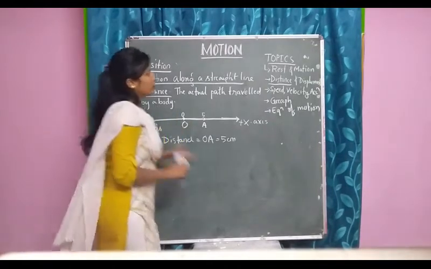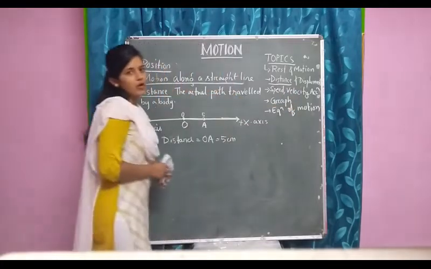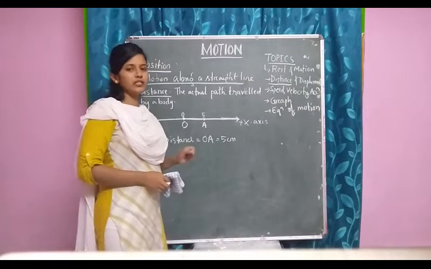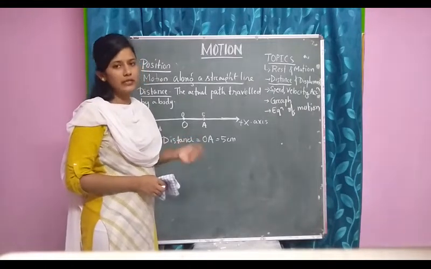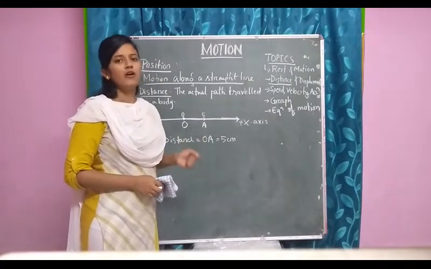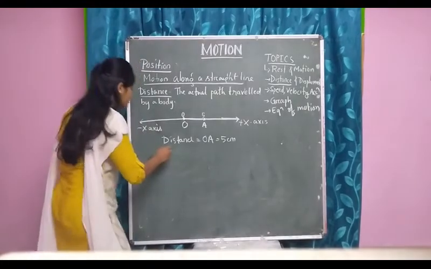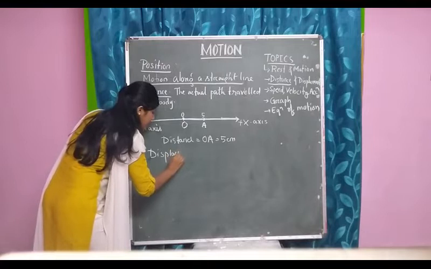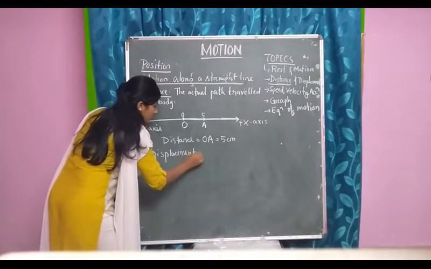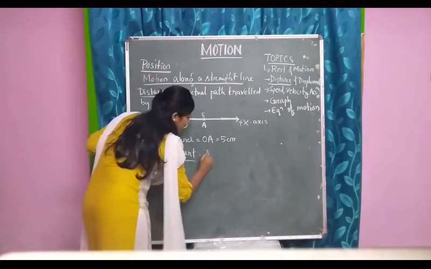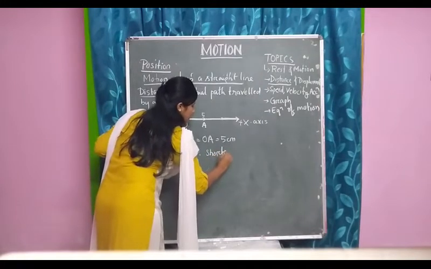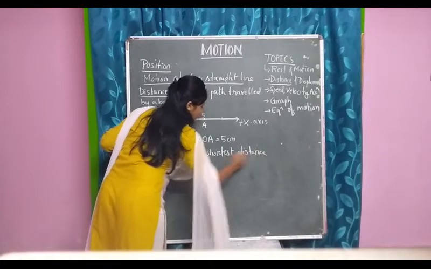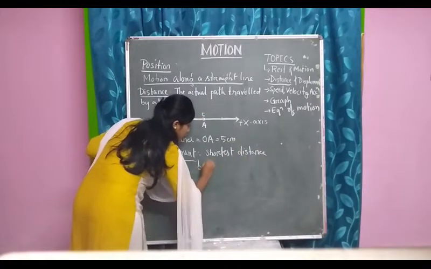Then we will go for displacement. What is displacement? Displacement is the shortest distance between the initial position and the final position. So how will I define displacement? Displacement: the shortest distance between initial and final position.